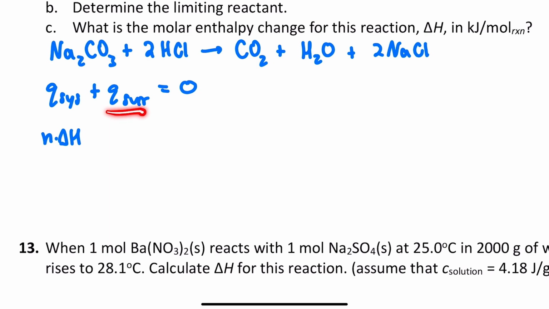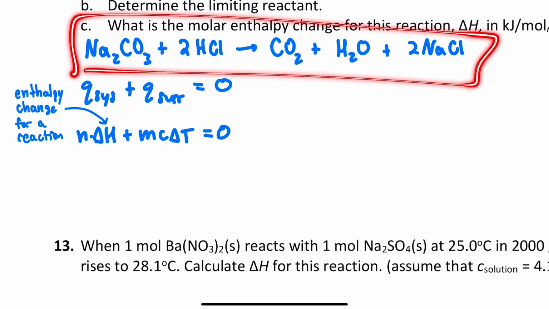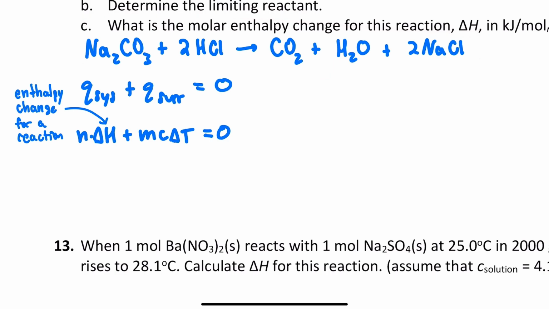The surroundings is just the temperature change of the surrounding mixture, which might include the reaction materials themselves, which in this case it does because it's an aqueous reaction. You set those equal to 0. So the new term here, delta H, refers to the enthalpy change for a reaction, and we'll see it's kilojoules per mole of reaction. Now the n is actually not moles of a substance, but how many moles of this reaction do we have? And to figure that out, we need to determine the limiting reactant.